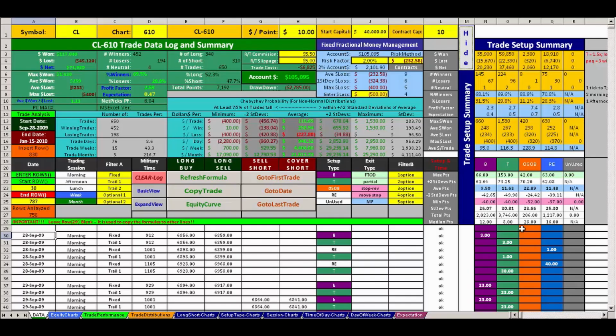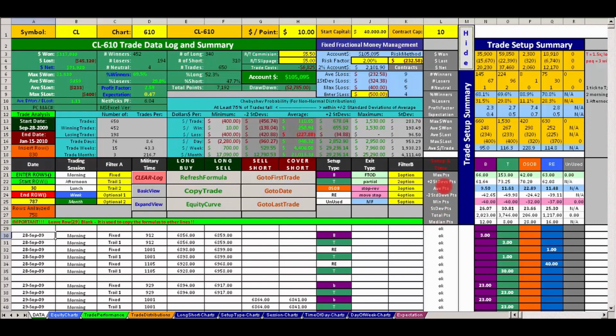There are two information areas in the statistics area. This lower section right in here is our trade statistics. So let's take a look at them. The headings are over here in column L, in these gray boxes.